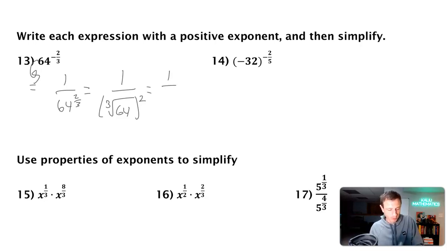The cube root of 64 is 4. It's 4 times 4 times 4. And then we have that being raised to the second power. So this is 4 being raised to the second power. 4 squared is 4 times 4, which is 16. So 1 over 16 after we simplify that one down.